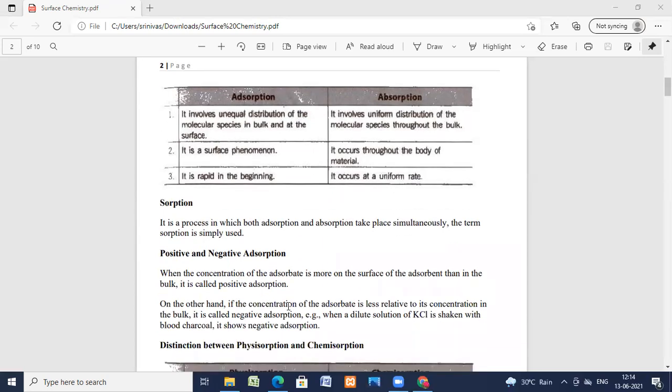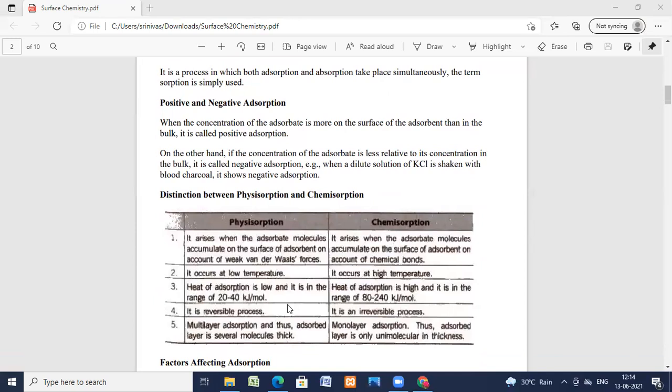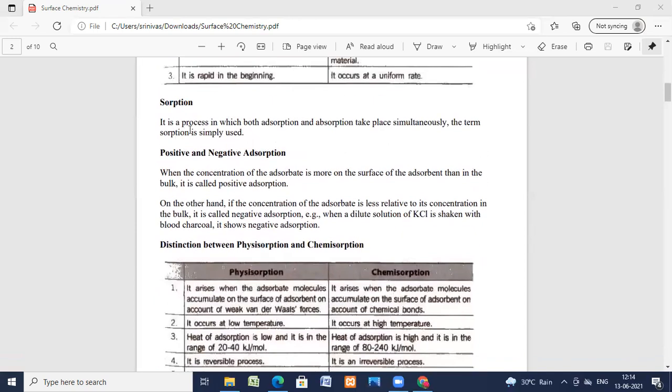Now we'll see what is sorption. Sorption is a process in which both adsorption and absorption take place simultaneously.